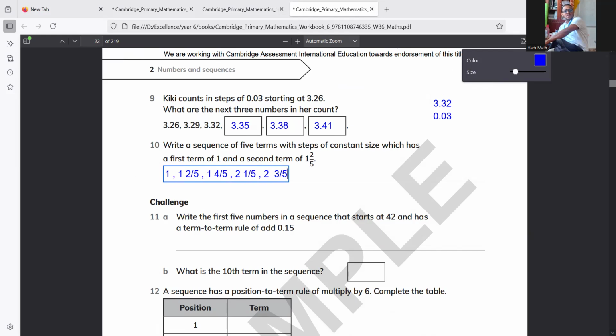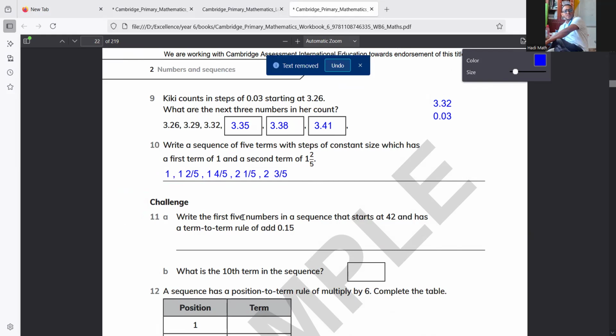So please remember, when you add 2 over 5, you just keep adding 2 over 5. 2 over 5 plus 2 over 5 is going to be 4 over 5. Then plus 2 over 5 is going to be 6 over 5. Remember, 6 over 5 is equal to 1 and 1 over 5. So you add this 1 to the 1 here, and it's going to be 2 and 1 over 5. And then you keep going with the same sequence. Now we have 5 terms, we stop.